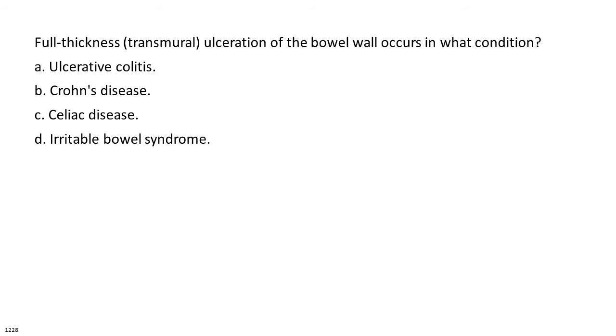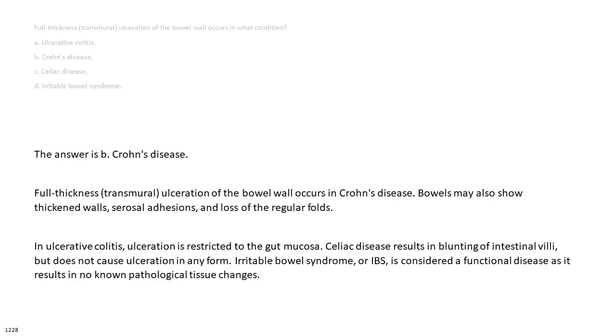Full thickness, transmural, ulceration of the bowel wall occurs in what condition? A. Ulcerative colitis. B. Crohn's disease. C. Celiac disease. D. Irritable bowel syndrome. The answer is B. Crohn's disease.